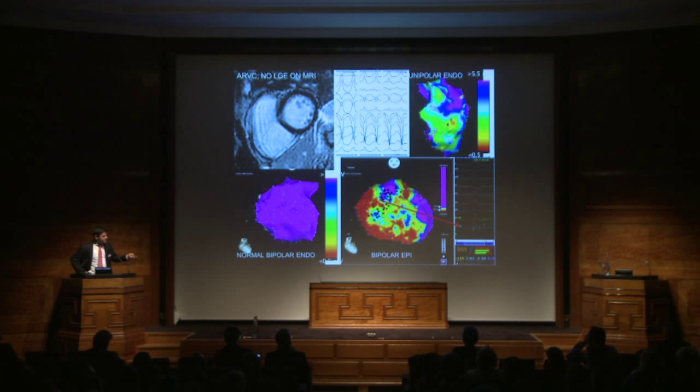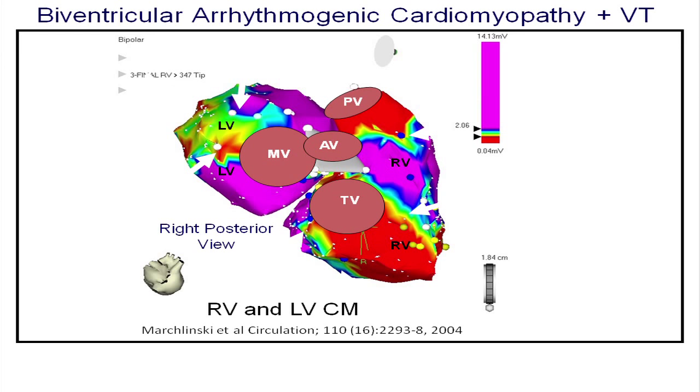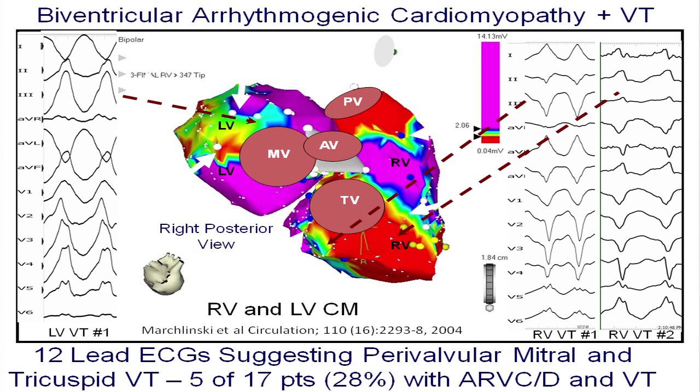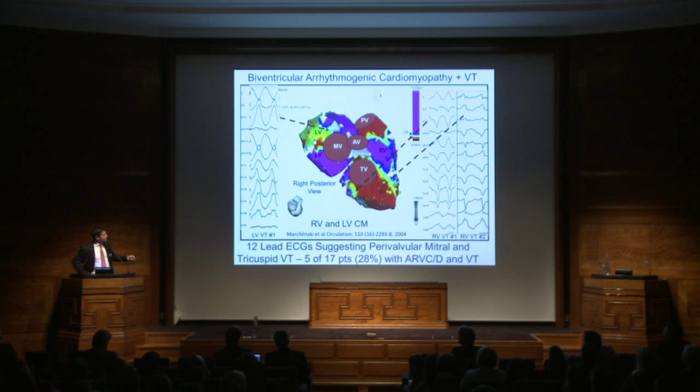If you target these, you can ablate them successfully and render the patient non-inducible and with no shocks. And as we know from Frank Marshlinsky, the progression of disease in ARVC is not universal or uniform, and in fact, you can probably achieve long-term freedom from ventricular arrhythmia over 80% if you do a good job endo and epicardially. Now, up to 28% of patients in their series have biventricular myopathy, something that has been recognized in other centers. So an ARVC patient with perimitral valve VT can also be seen. In our small experience, we haven't seen a lot of this, but there are examples. So just be mindful that there's more than one chamber involved.